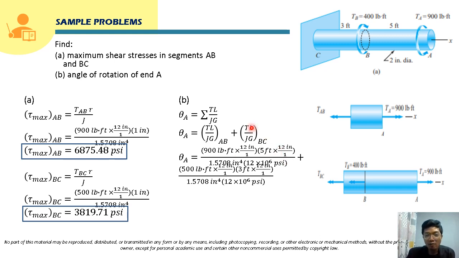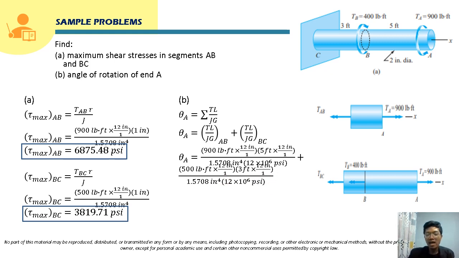Now for segment BC, the internal torque is 500 pound-feet, so converting that feet into inch we multiply by 12, times the length. The length of segment BC is 3 feet, converting that to inches, we multiply by 12, over the J, which is just the same, and the same with G.